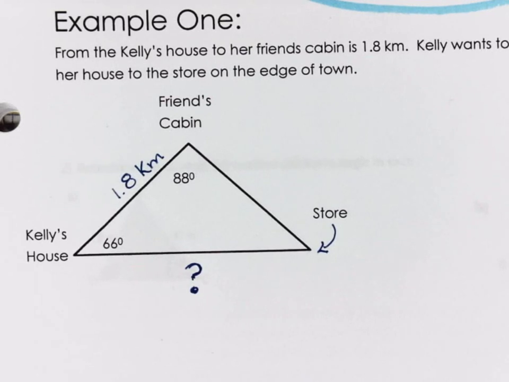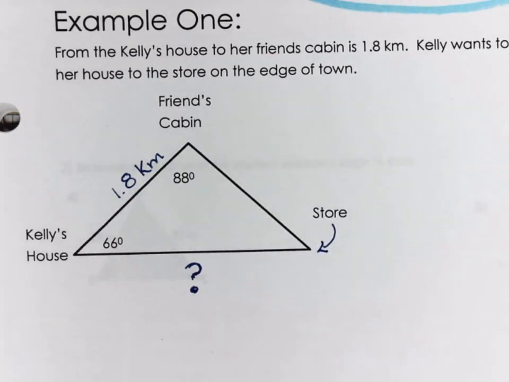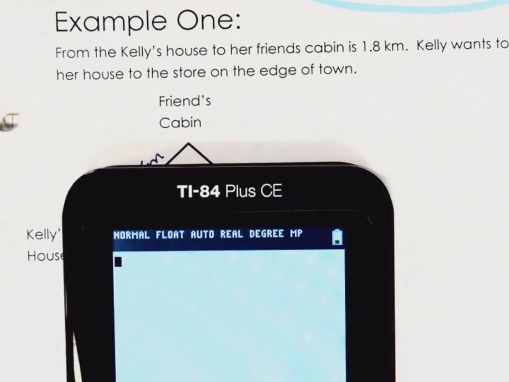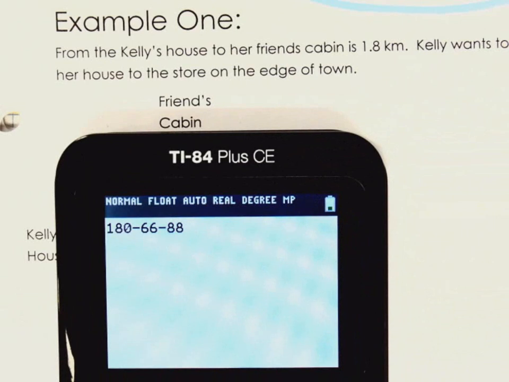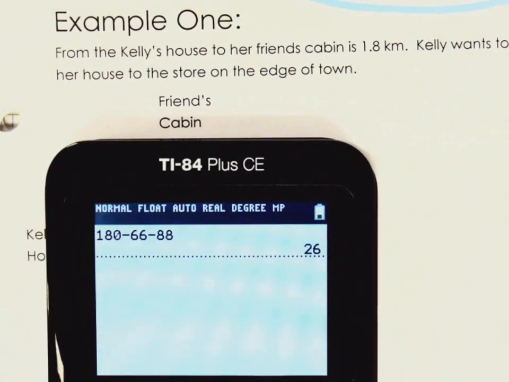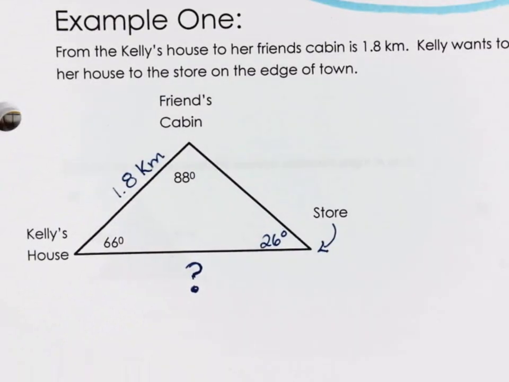What do we know about interior angles of a triangle? What do they add up to? 180. Yeah. So all inside angles add up to 180. Could we calculate this one? Yes, you can. Easy peasy. Take 180 minus 66 minus, was it 88? Yeah. And I'm going to get a whopping 26 degrees. So I know this angle down here is 26 degrees.